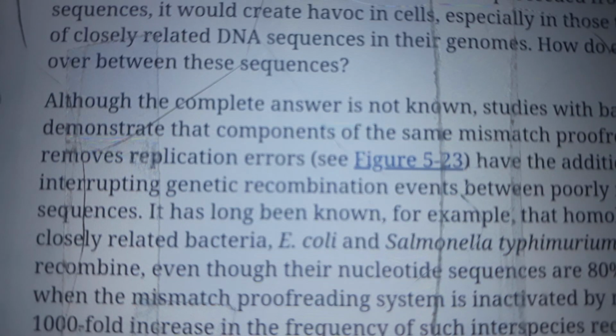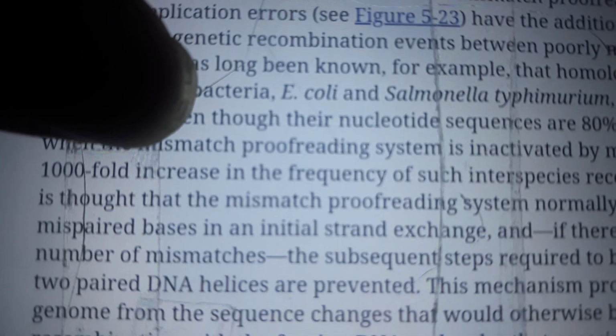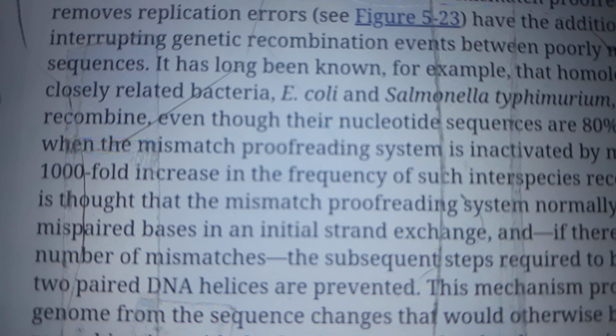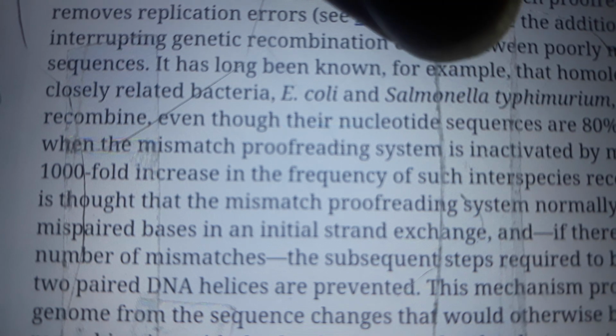When, for example, only 4 out of every 5 nucleotides on average can form base pairs, if recombination proceeded from these mismatched sequences, it would create havoc in cells, especially in those that contain a series of closely related DNA sequences in their genomes. How do cells prevent crossing over between these sequences? Although the complete answer is not known, studies with bacteria and yeast demonstrate that components of the same mismatch proofreading system that removes replication errors, for example figure 5-23, are involved. Let's have a look at that.